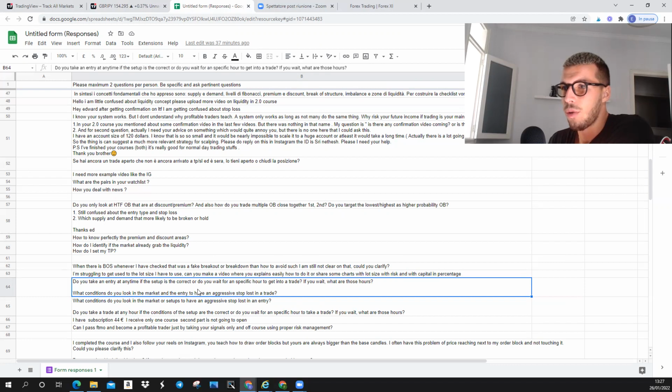For aggressive or non-aggressive stop loss in the trade, it really depends on how good of a setup and also how good of a confirmation I have. If I have a really, really good setup and confirmation, I can go with an aggressive stop loss. If the order block is not so clear and the confirmation is not so clear, maybe I go with a safe stop loss.